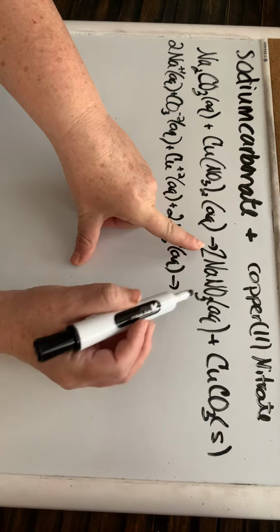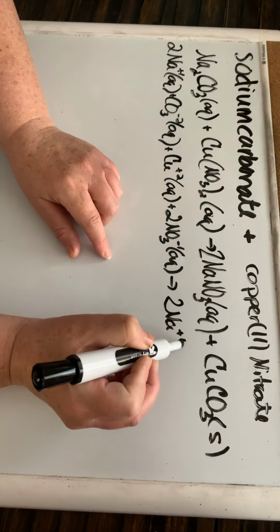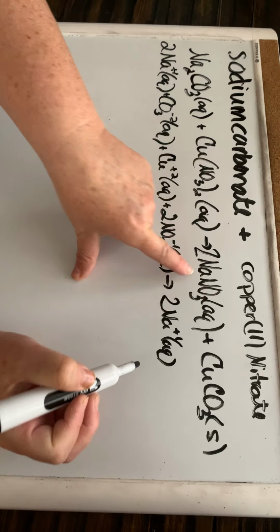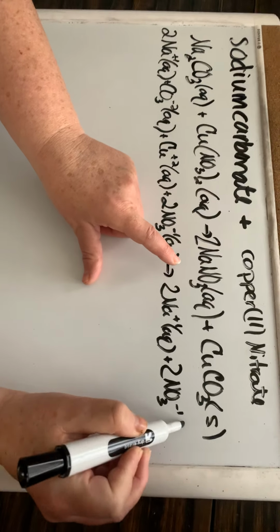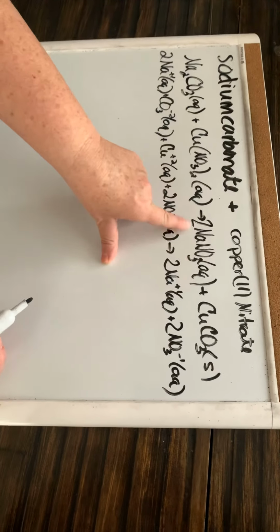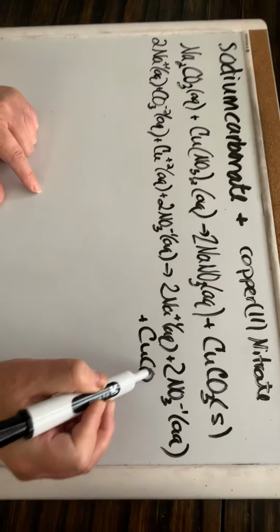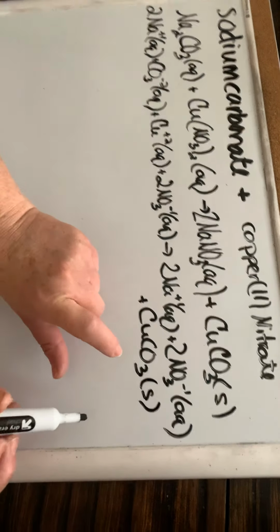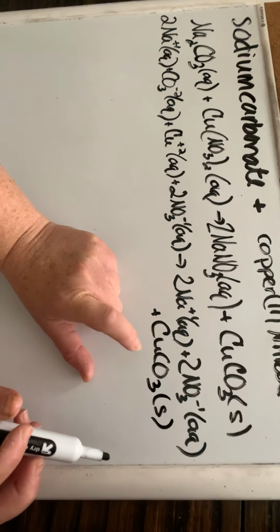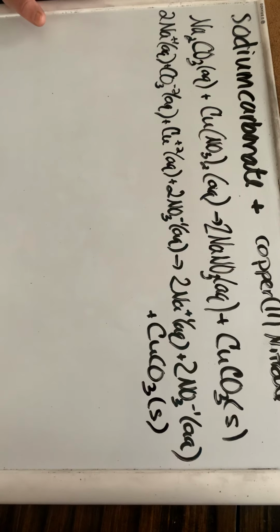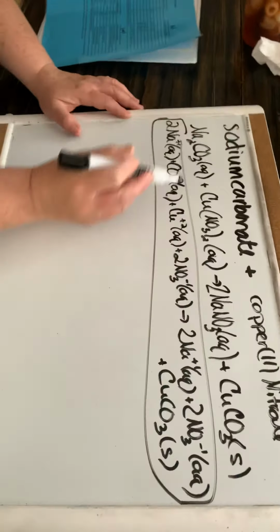So anyway, on the other side, this is aqueous. So again, we have 2 Na plus 1s, because there are 2 Nas there, plus 2 NO3 minus 1s, because there are 2 NO3s, plus we're going to bring our CuCO3 straight down because it's a solid, so it does not dissociate. Solids are solids, they don't dissociate. So this then is the complete ionic equation.